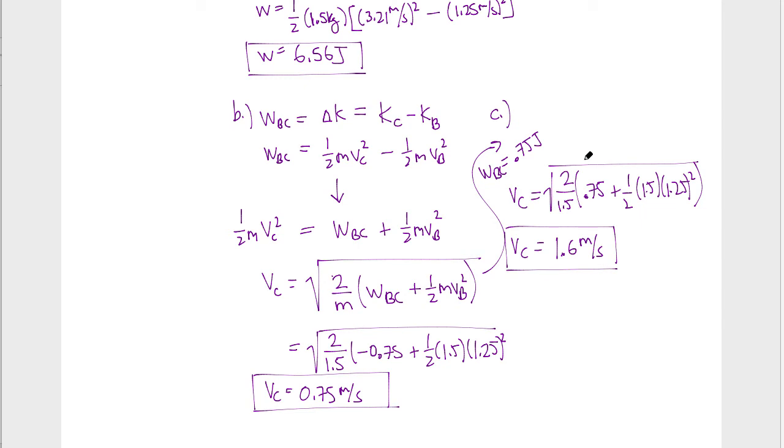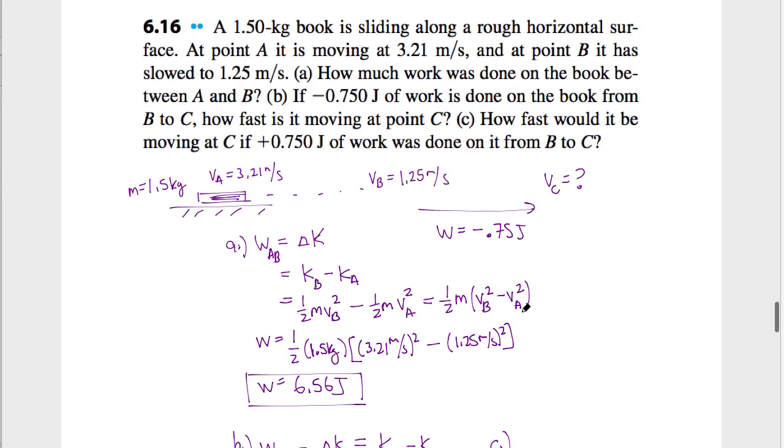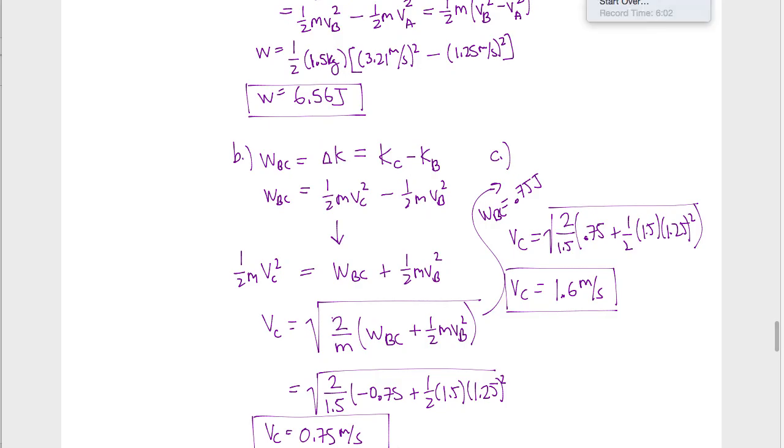So that makes sense. If we have positive work, then that means our velocity is increasing because our kinetic energy should be increasing. We're adding energy to the book. For the negative work, we were taking energy out, so our velocity should decrease. And that's all there is to this problem.